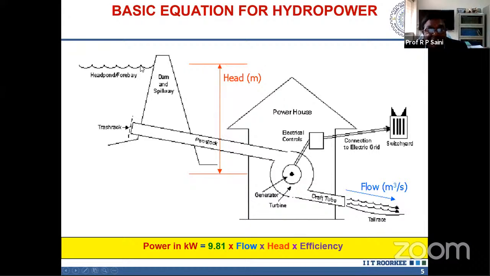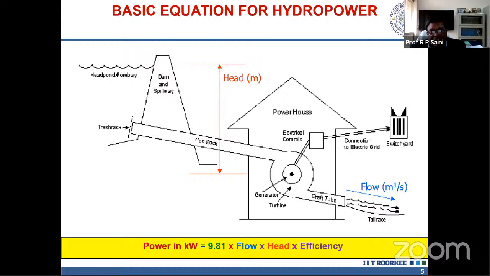Efficiency matters because I want to transport this potential energy. This water is transported through some system, and then there is another machine which converts the potential energy into kinetic energy. That kinetic energy is used to drive the generator, and then finally we get electricity. So I'm talking about the overall system efficiency, which we have to consider. So that much power we can get in kilowatt.